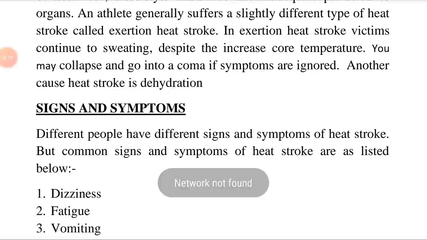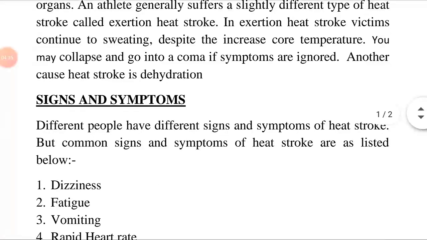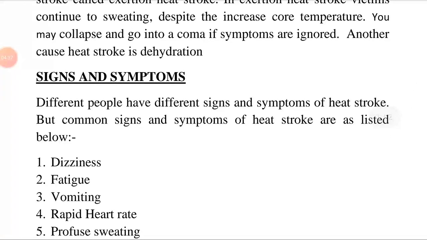You may collapse and go into a coma if symptoms are ignored. Symptoms are physical or mental features regarded as indicating a condition of disease. The individual may suddenly fall down or faint, and go into a prolonged state of deep unconsciousness, if the indications of disease are not noticed.